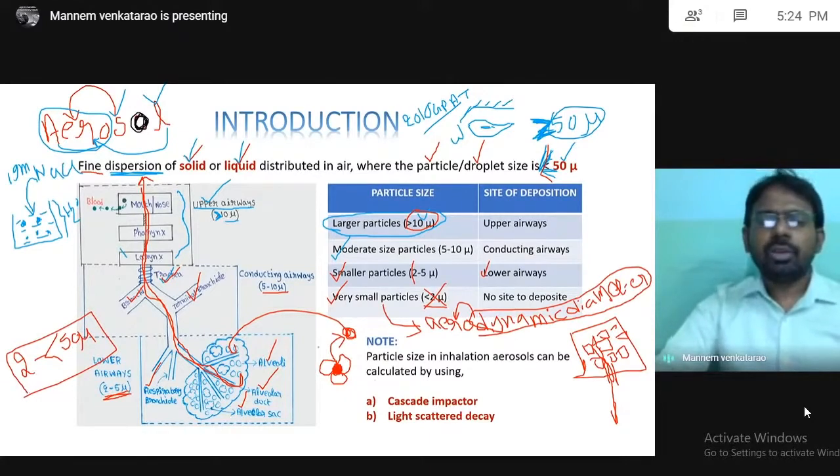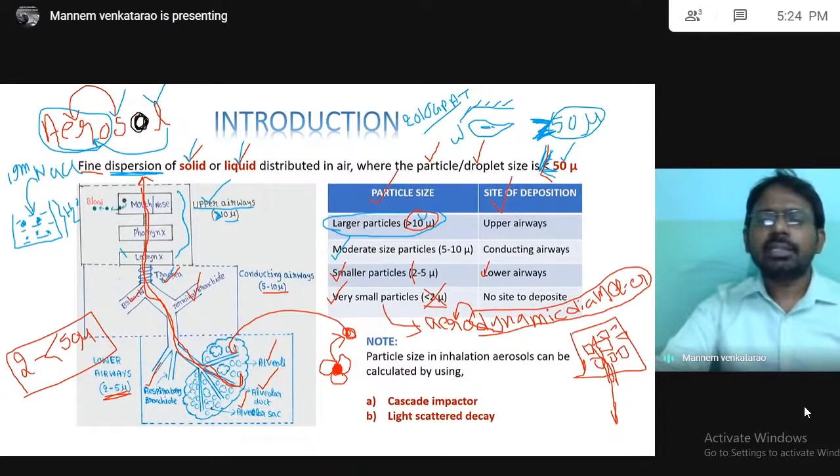What is the meaning of distribution? That is the smallest particle and the largest particle. That's why if you randomly collect an inhalation aerosol product and check the particles, their size must be between 2 and less than 50 micron. Okay, once again, friends, what is the importance of particle size? Particle size decides the site of deposition.